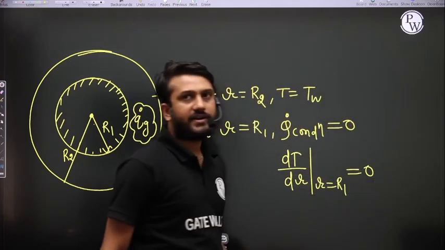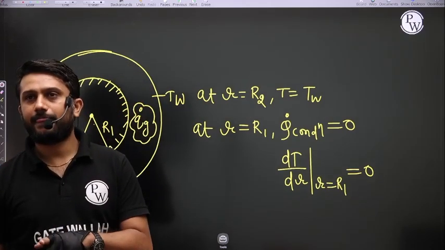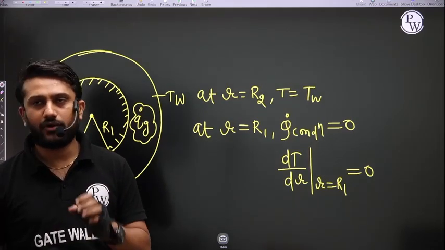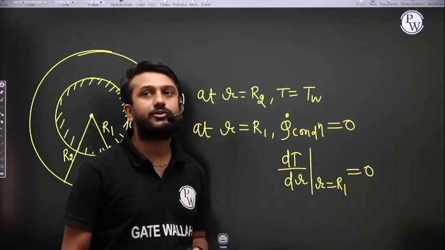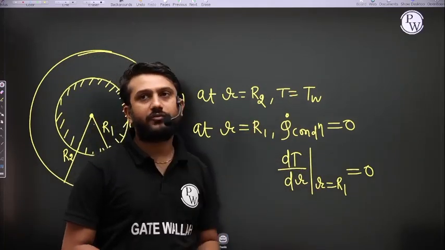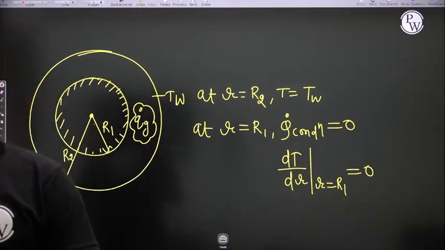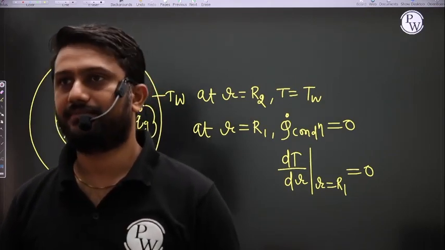Because the rate of conduction heat transfer is written as minus kA dT/dr, and k is not equal to 0, A is not equal to 0, so dT/dr is 0. So dT/dr at r equal to R2 is 0. So these are the two boundary conditions. The only change occurs in the boundary condition. I hope you can understand this.